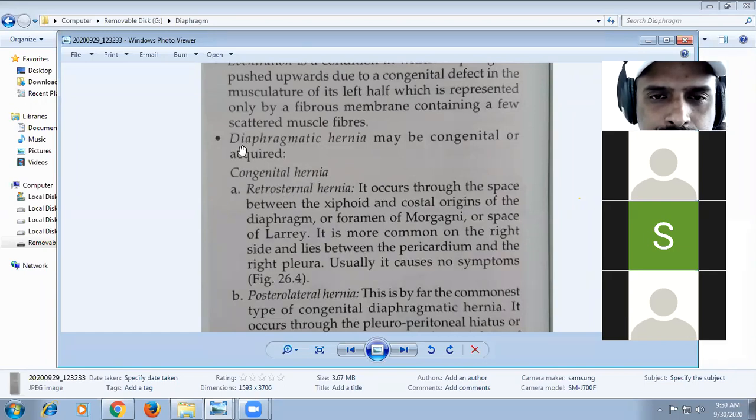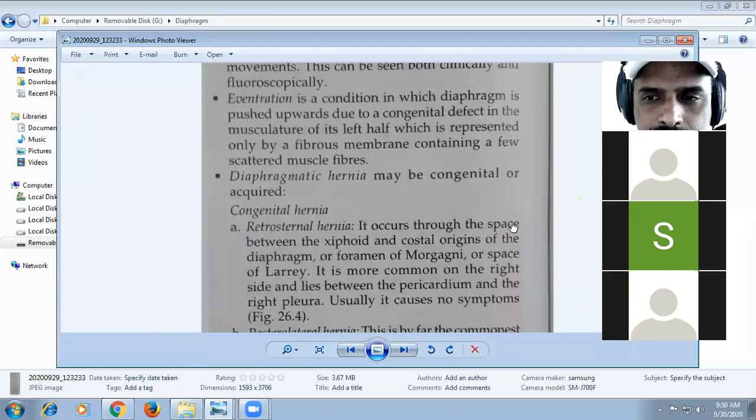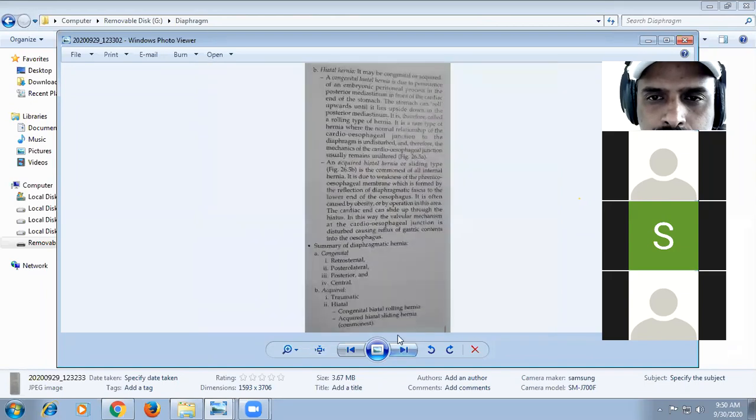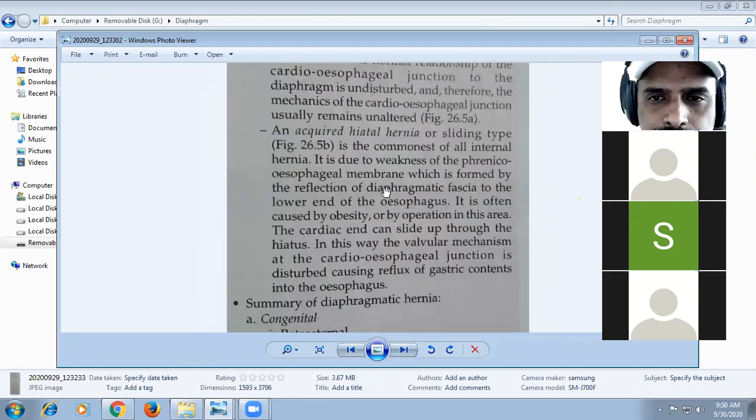You should remember the diaphragmatic hernia, and what a hernia is. You have to remember what a congenital or acquired hernia is. You have the acquired hernia, and even the posterior hernia. So in the acquired hernia, you have the hiatal herniation.